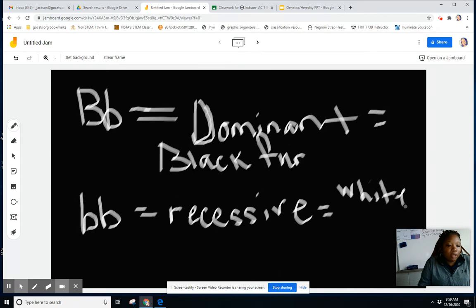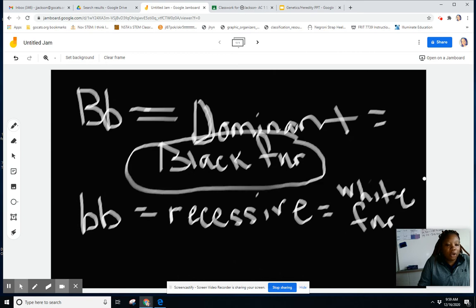Okay? So we have two parent mice, and we're trying to see the probability of how many offspring will have either black fur or white fur. We're trying to see that possibility. Okay? So we got a male right here, and we have a female. We're trying to see if they were to reproduce sexually, what's the probability of their offspring having either black fur or white fur.